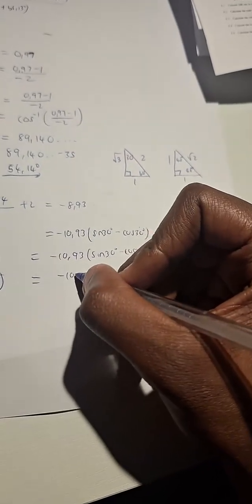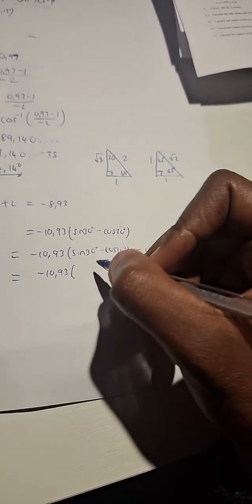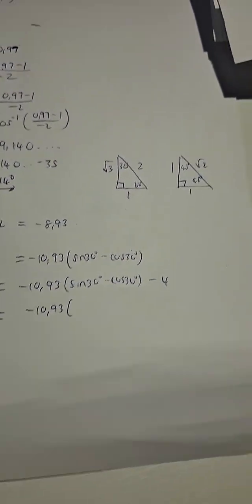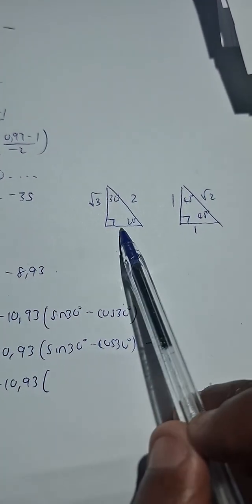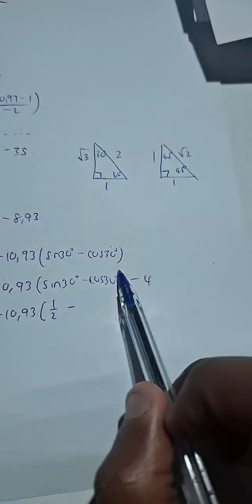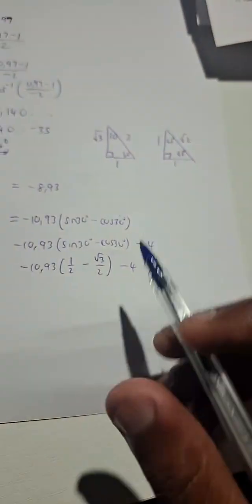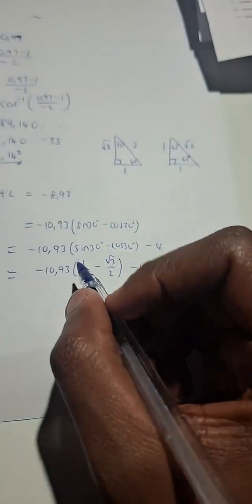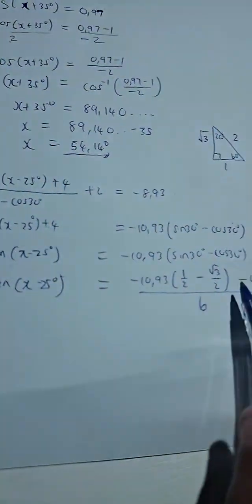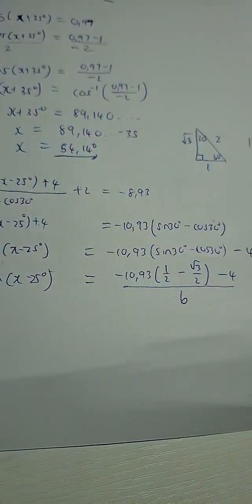then very easily minus 10,93 into the sine 30. Okay, let's just use the sine angle. Sine 30 is opposite over hypotenuse. So that is like half minus cos 30. Cos 30 is adjacent over hypotenuse. So that's root 3 over 2 minus 4. Then you remember I said we divide everything by what? By 6. Yeah, so this whole entire thing is divided by 6.